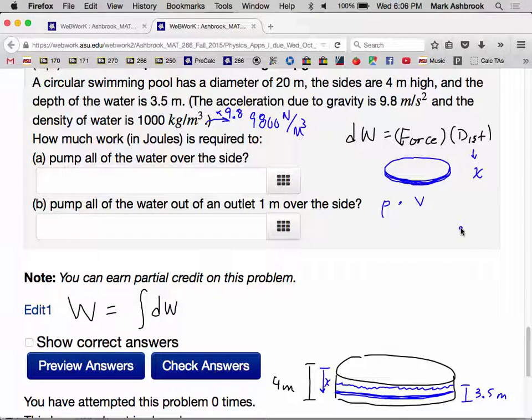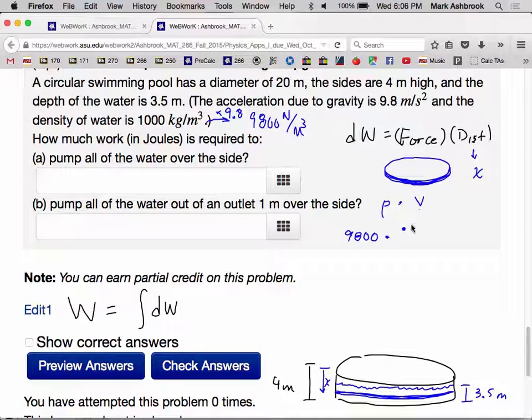So the force, the weight of this thing, is going to be the weight density per meter cubed times the volume. So this little amount of work is going to be the weight density times the volume of that thing times the distance we have to move it, x. It's going to be rho V x. So we've got our rho, our weight density, is 9,800.